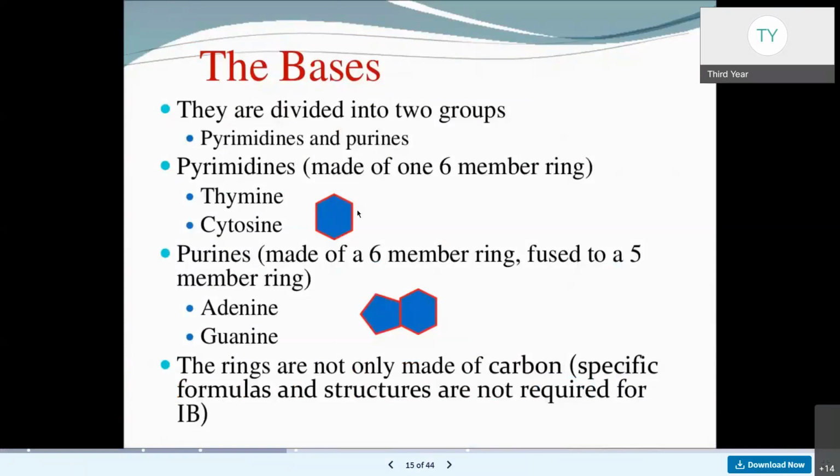And pyrimidine consists of only one ring, made up of 6 atoms. The rings are not only made up of carbon; they consist of nitrogen also. Specific formulas and structures are not required for IB.